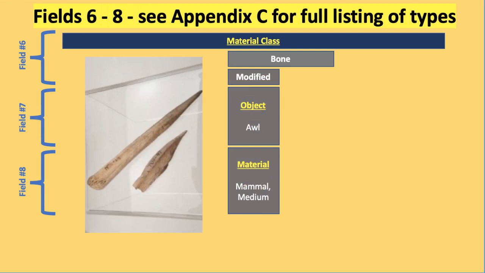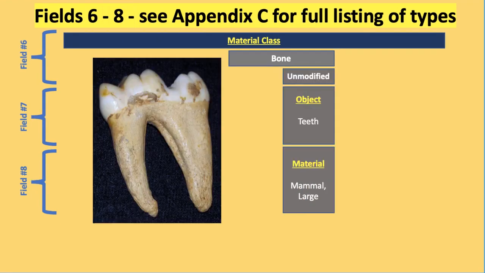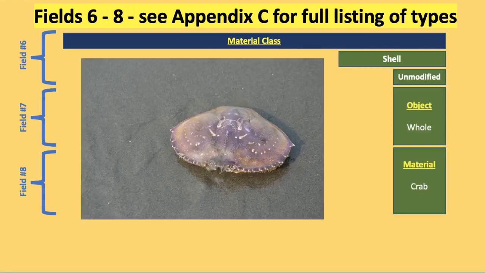Looking at the bone modified material class, we see an awl made from a medium-sized mammal. Now we can see the bone unmodified material class, which features a bare tooth and thus is labeled as mammal large with teeth as the object. Here we see the shell unmodified material class with a whole, meaning fully intact, crab shell.